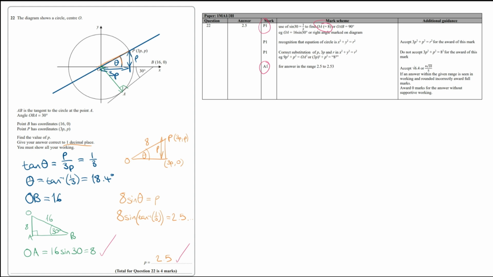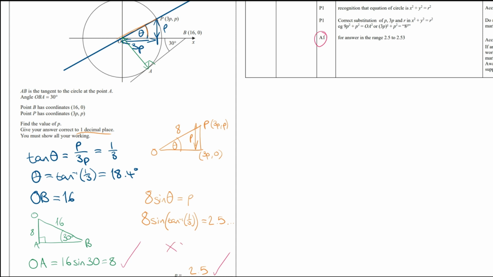Okay guys, so I've just pulled up the mark scheme and I was going to mark it. It looks like I've got the correct answer of 2.5, so that's this mark here. I've also done OA is 8, as you can see here, so that would be another mark. Unfortunately, it says in the mark scheme you need to use the equation of a circle, x squared plus y squared equals r squared, and you have to substitute it. Obviously that's not what I've gone for. I've got the correct answer, but sometimes this is the case with GCSE questions. You need to make sure you've used the method that they're looking for. So I think I'd get 2 marks for this.